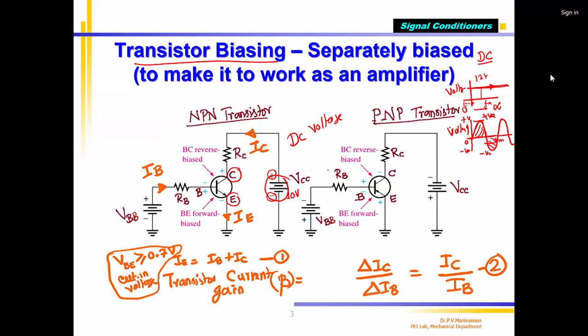The negative cycle voltage goes from 0 volts to the minus peak. This is called the negative, minus peak voltage. It goes to maximum, and again it comes to zero. This is called one cycle. If we say AC voltage, with respect to 0, it should go to a positive cycle and a negative cycle.